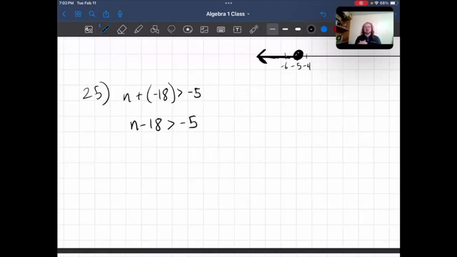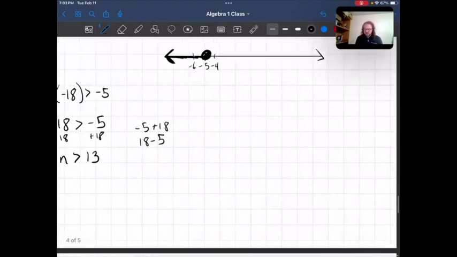And then in order to get rid of that, move it to the other side, I'm going to add 18 to both sides. So I'd have n is greater than, now I have to do negative 5 plus 18. That's the same as 18 minus 5. Right? Addition is commutative, which means I can move it around, and it's still the same thing. So 18 minus 5 is 13. And we didn't have to draw that one, but it wouldn't have been too hard if we did.